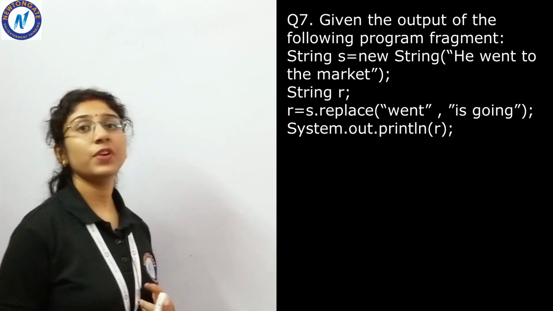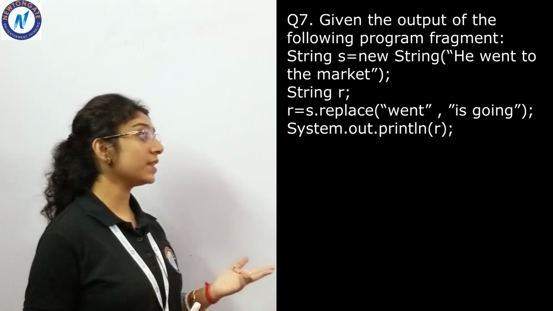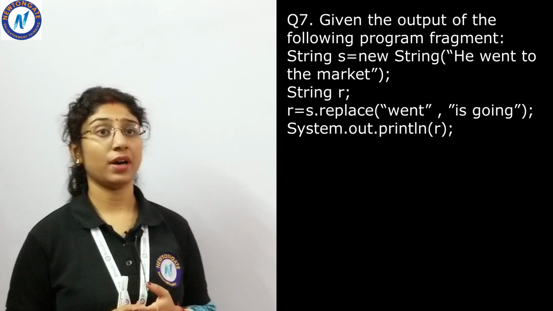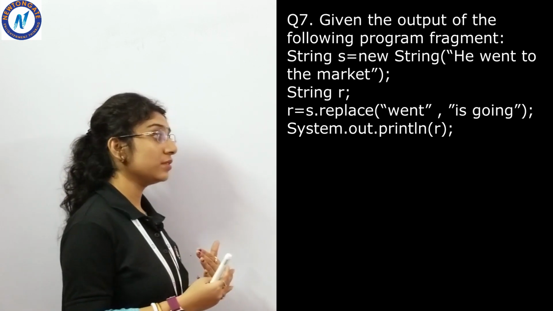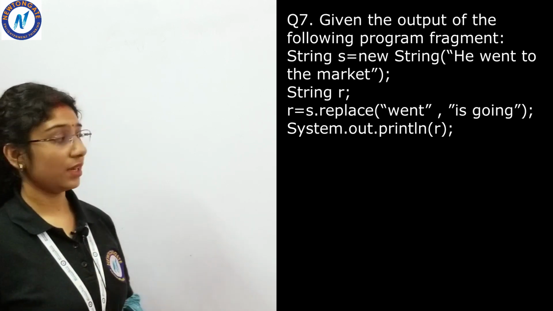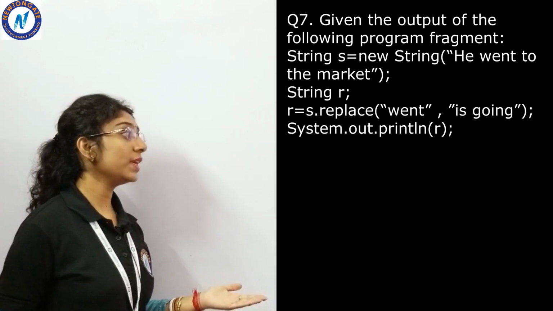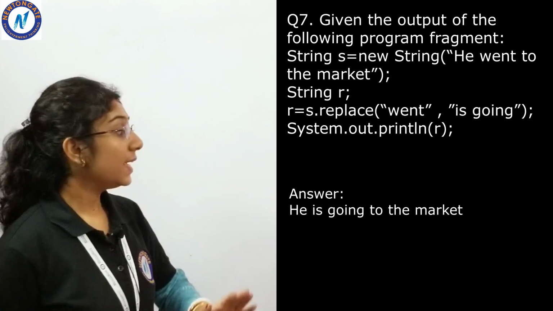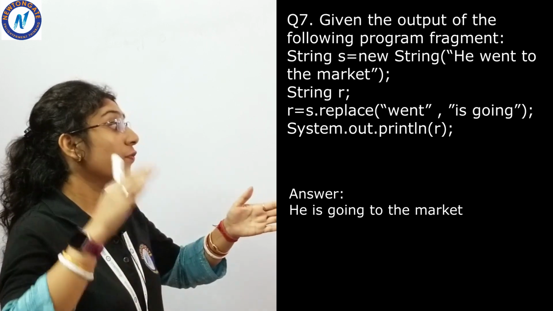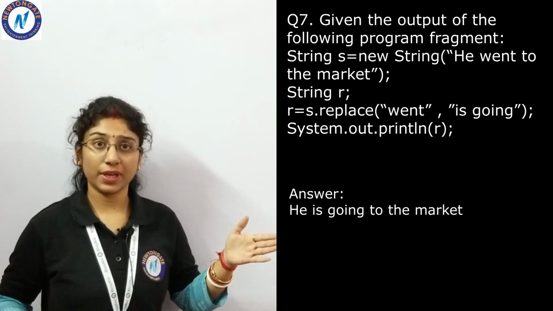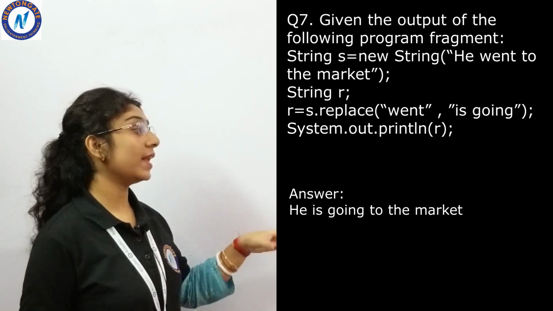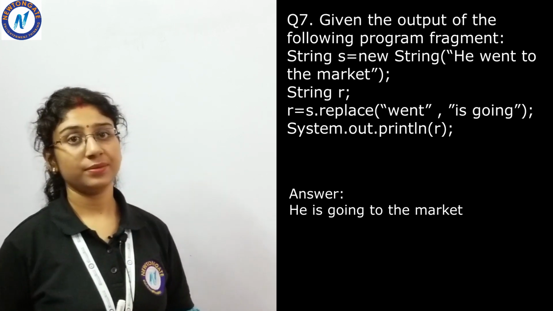In it we have to pass two parameters. First, what is to be replaced, second, with what we want to replace it, and both arguments need to be separated by a comma. So I want to replace "went" with what? "is going". I want "went" to be updated with "is going". So when I print the output, instead of "he went to the market", it will be transformed to "he is going to the market". Went will be converted to is going. Went will be replaced with is going. Clear? So this is going to be the final output of the following question.